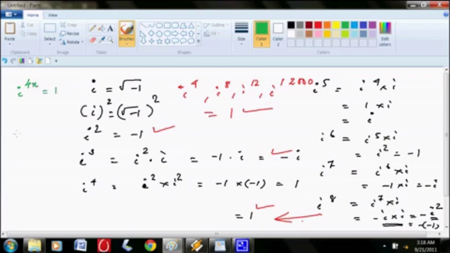So if you are given a question, find out i to the power 122. What we'll do here is just make a number which is divisible by 4. For 122, the previous number divisible by 4 is 120. 120 by 4 is 30. Then 122 is 120 plus 2. So this is 1 into i squared. i squared is minus 1, so this is minus 1.